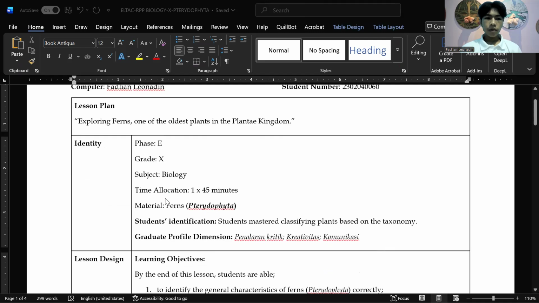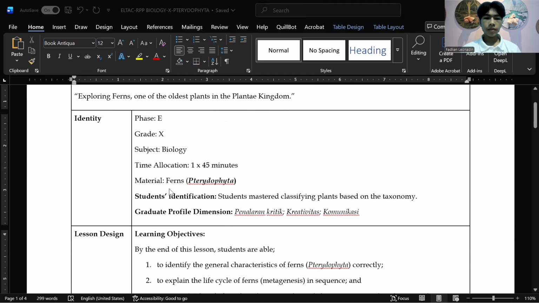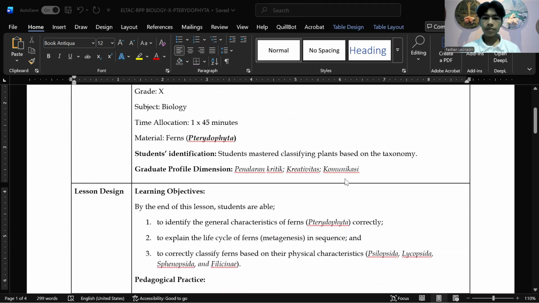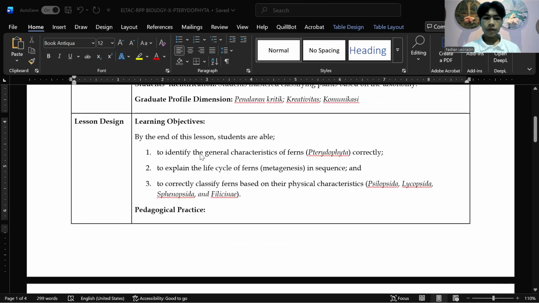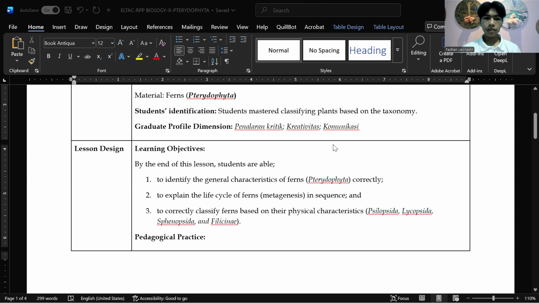And then below is the identity: phase E, the subject is biology, and the material is, of course, ferns or Pteridophyta. And then students' identification: students must start classifying plants based on the taxonomy. Then for graduate profile dimension: penalaran kritik, kreativitas, and komunikasi.